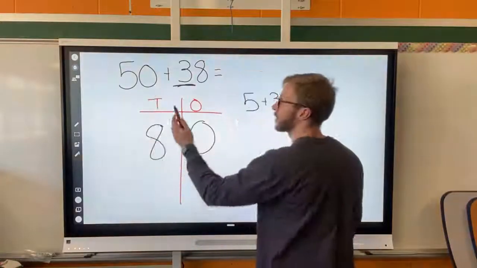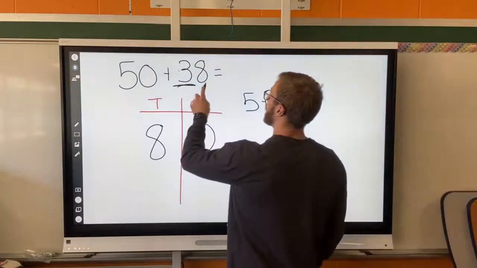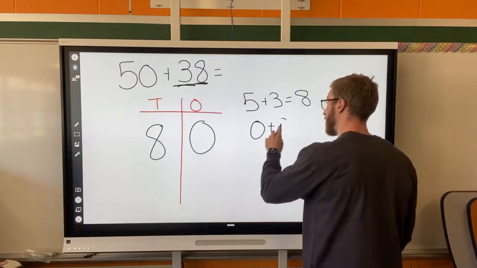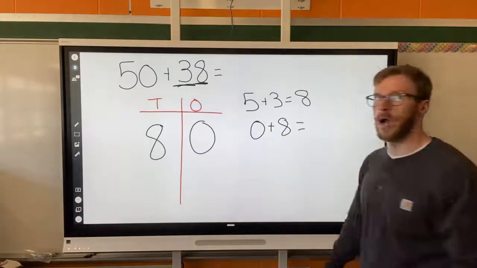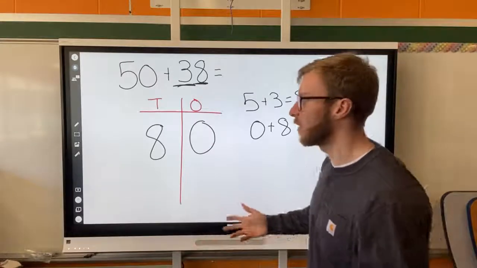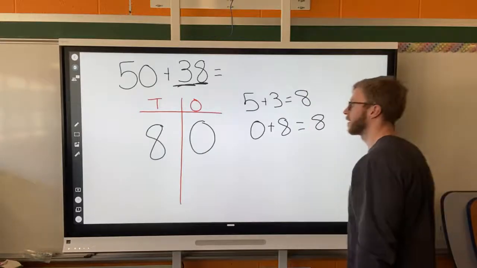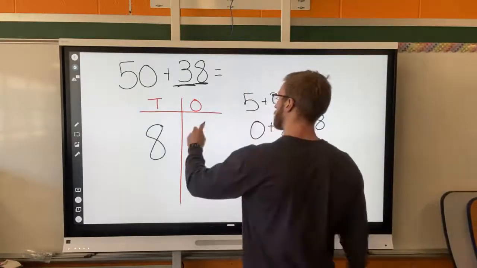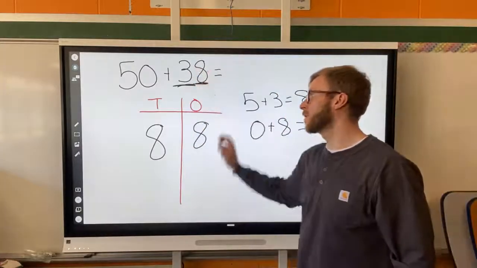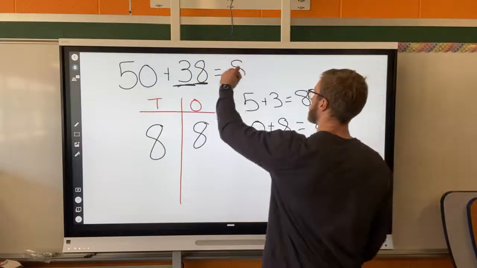50 has 0 ones, but we need to add some ones onto it. So now I have 8 ones. I have 0 ones plus 8 ones equals what? 0 plus 8 equals 8. If you have 0 cookies and I give you 8 cookies, now you have 8 cookies. So 0 plus 8 equals 8. So 0 ones plus 8 ones equals 8 ones. So here we go. 50 plus 38 equals 88. 88. Nice job.